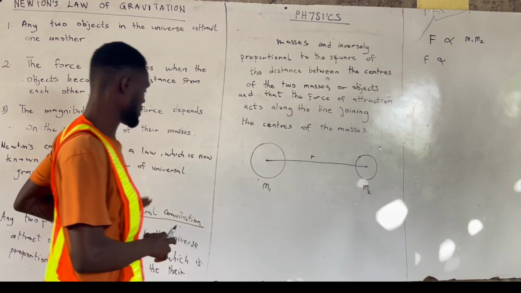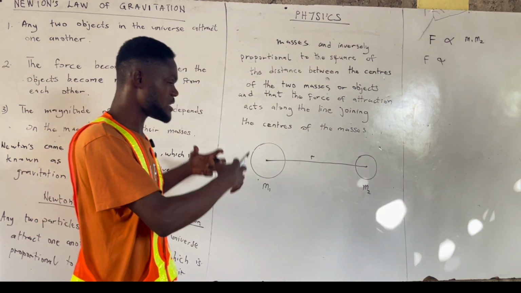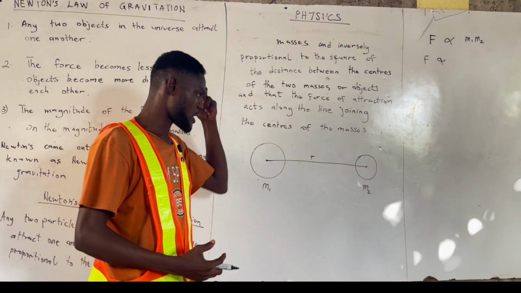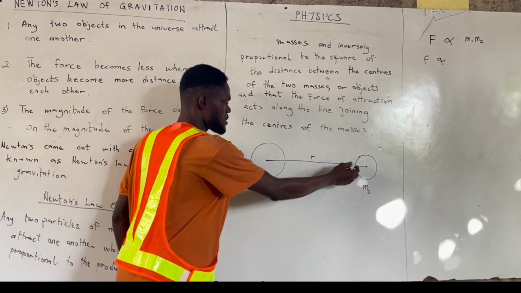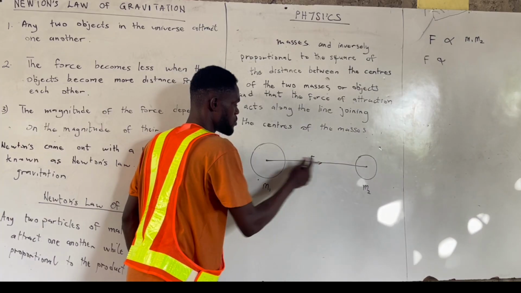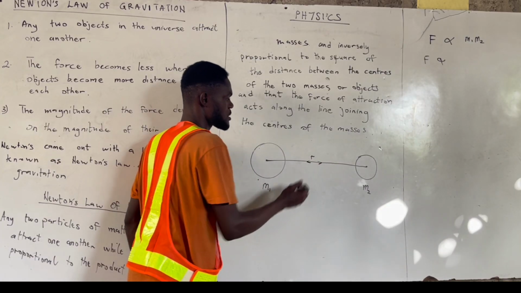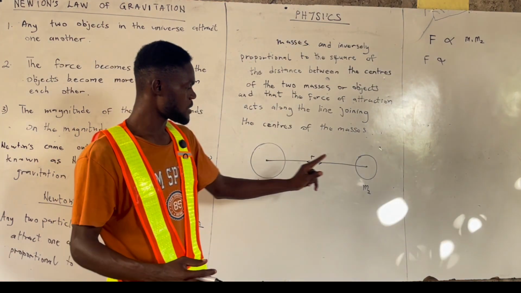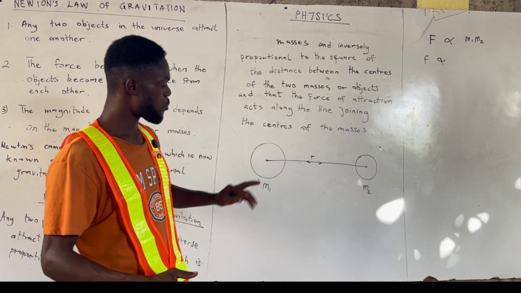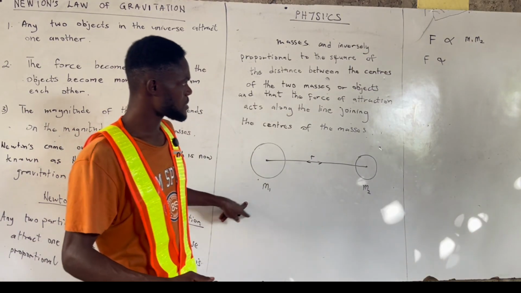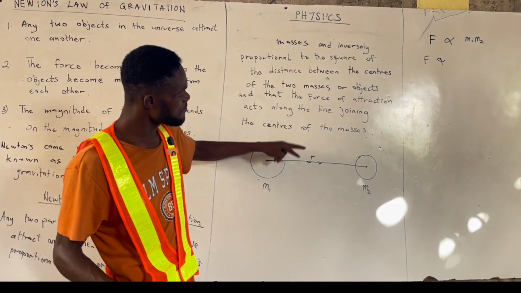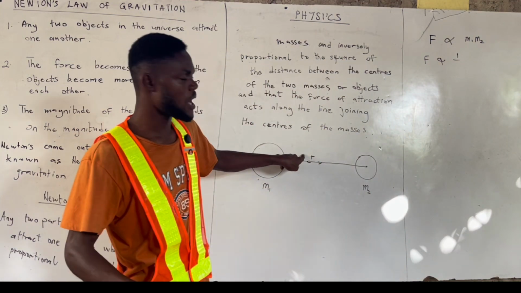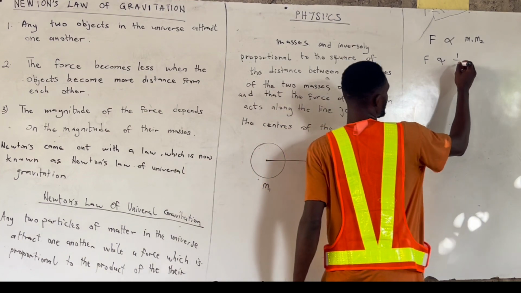So what the law is saying is that if two bodies in space, or two particles in space, attract each other, so this is attracting that, and this is also attracting that. So that is the force, and the force is proportional to their masses. And inversely means proportional to their distance, which is going to be 1 over r.